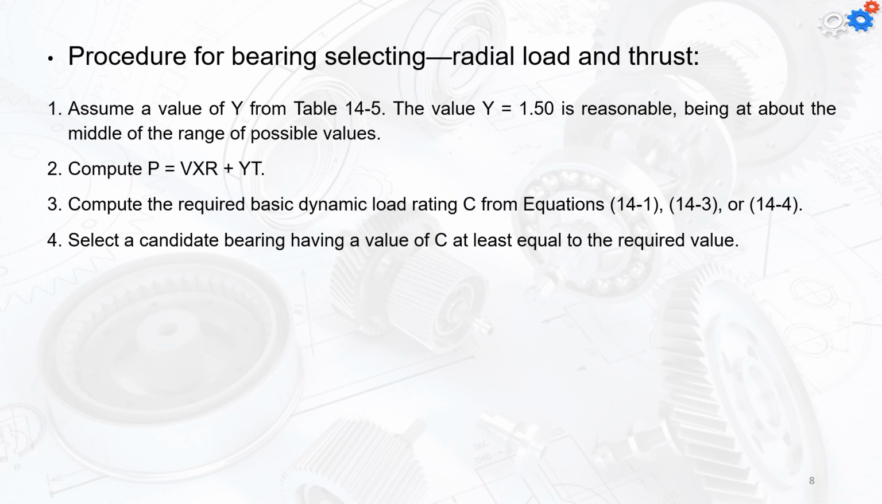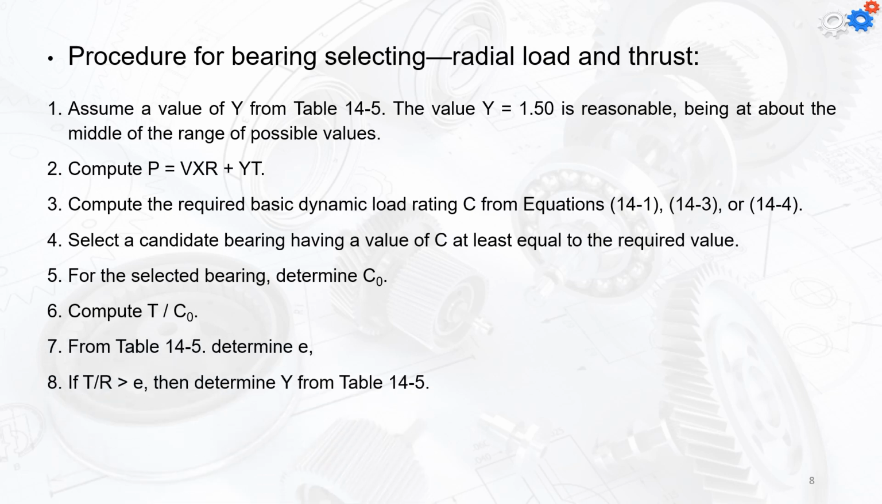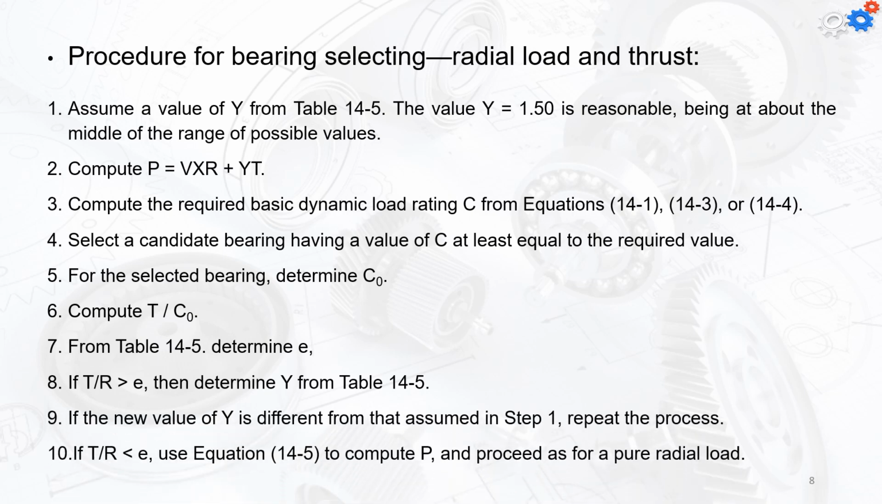Select candidate bearings having values of C at least equal to the required value. For the selected bearing, determine C0. Compute T over C0, and from Table 14.5, determine the value for e. If the ratio T over R is more than e, then determine Y from Table 14.5. If the new value of Y is different from the value assumed in step 1, repeat the process. But if T over R is less than e, use equation 14.5 to compute the value for P and proceed for the pure radial load.